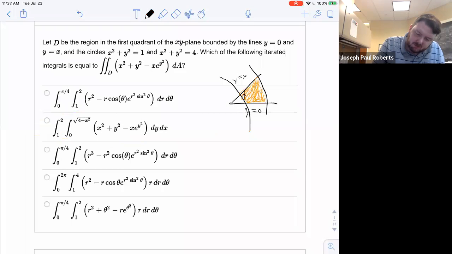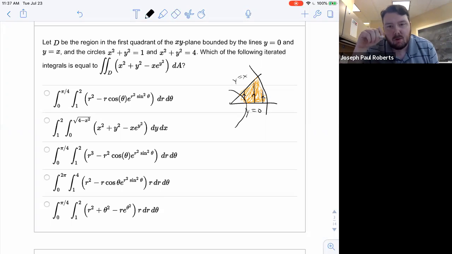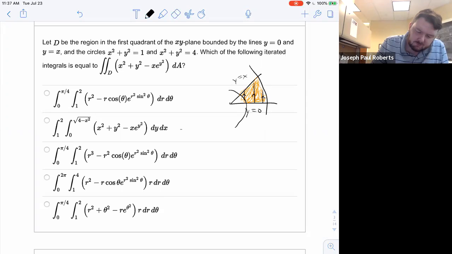Notice that with dy dx, you'd actually have to split into 3 pieces, because sometimes the bottom curve is the smaller circle, sometimes the bottom curve is the x-axis, sometimes the top curve is the bigger circle, sometimes the top curve is the line y equals x. So you'd actually have to split this into three pieces. For x between 1 and 2, y equals 0 is the bottom, and then the top is the bigger circle.